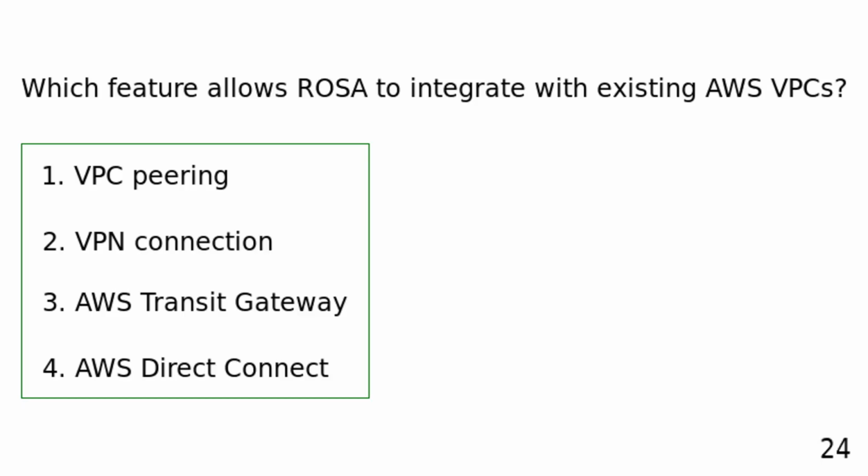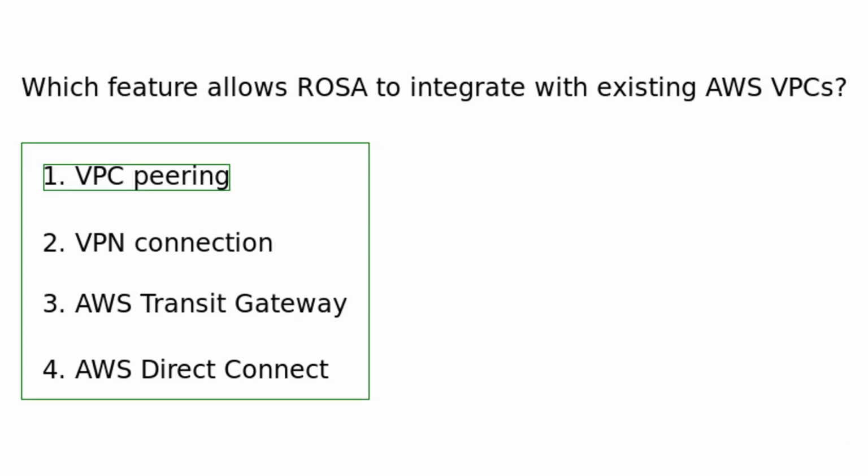Which feature allows ROSA to integrate with existing AWS VPCs? VPC peering. VPN connection. AWS Transit Gateway. AWS Direct Connect. ROSA can integrate with existing AWS VPCs using VPC peering, allowing secure communication between the two networks.